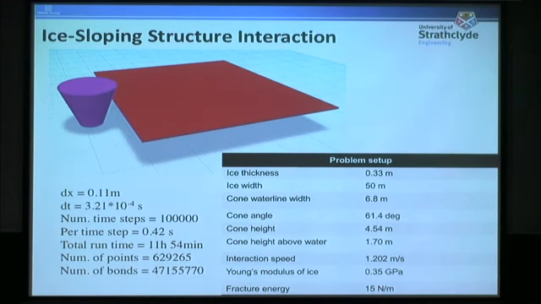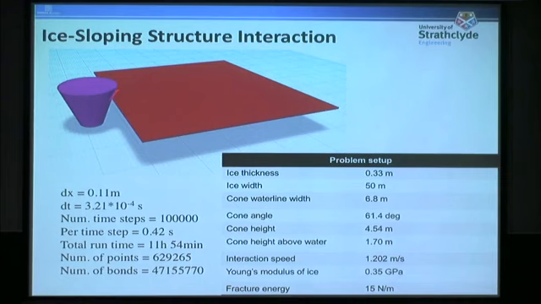Now, recently we also looked at this ice sloping structure interaction problem. Again, somebody was working on this, and we wanted to also simulate it by using peridynamics. So now, instead of a cylindrical impactor, we have a conical impactor.